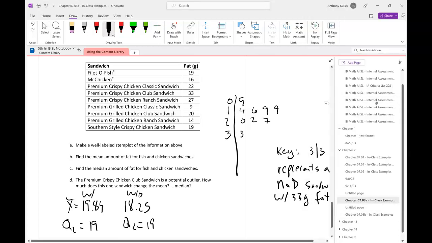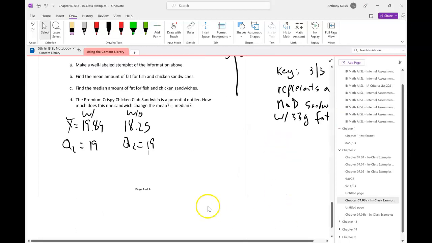Whoa. Which one was more affected by that large data point? The mean. Oh! What does that tell us? More affected by an outlier than the median, yes. So the mean is much more sensitive to skewed data or outliers than the median is. Absolutely the conclusion we should reach.